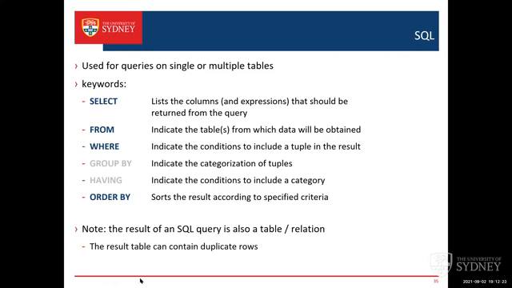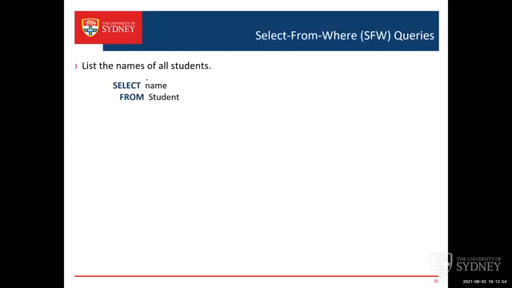One important thing: when we are running an SQL query, the result table can contain duplicate rows. If you remember, relational algebra automatically removes the duplicate rows, but SQL does not do that. So SQL will contain duplicate rows by default. If we want to remove them, we have to do something extra. That is very important to remember.